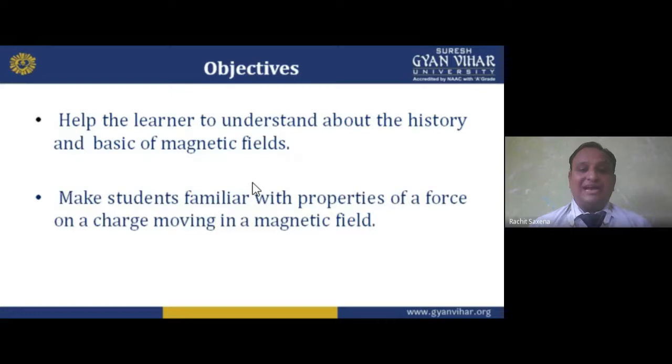Secondly, we can say, make students familiar with the properties of a force on a charge moving in a magnetic field. So what type of properties of force do we have on a charge moving in a magnetic field? That is the objective of this lecture. I hope you understand this.